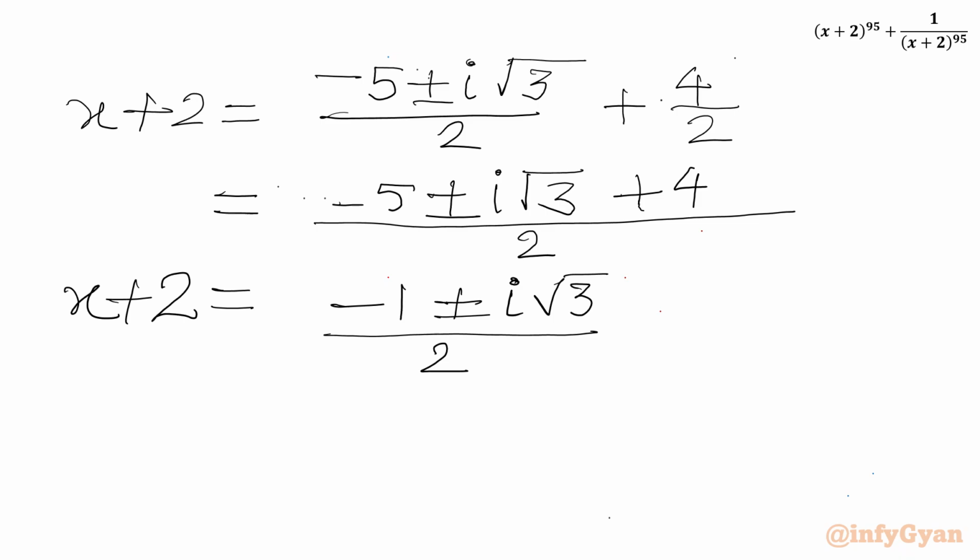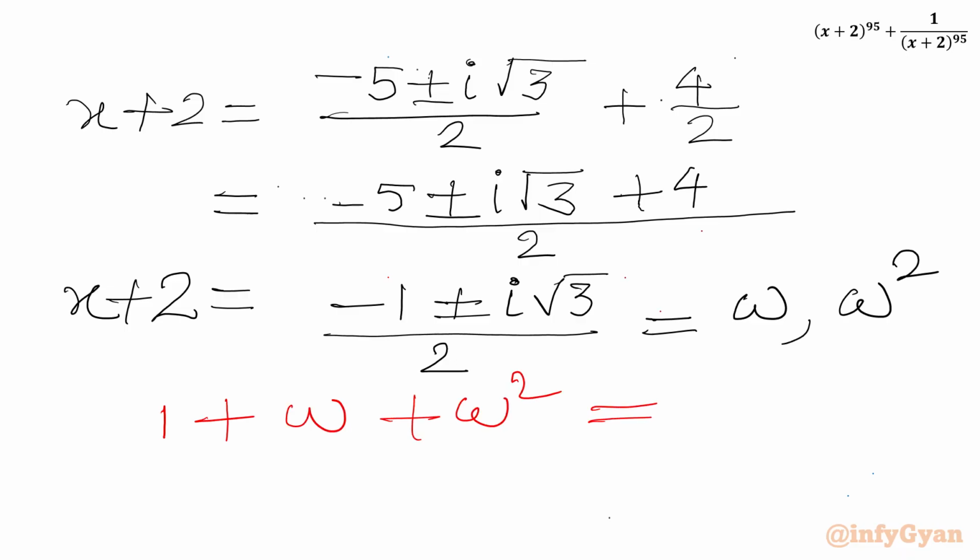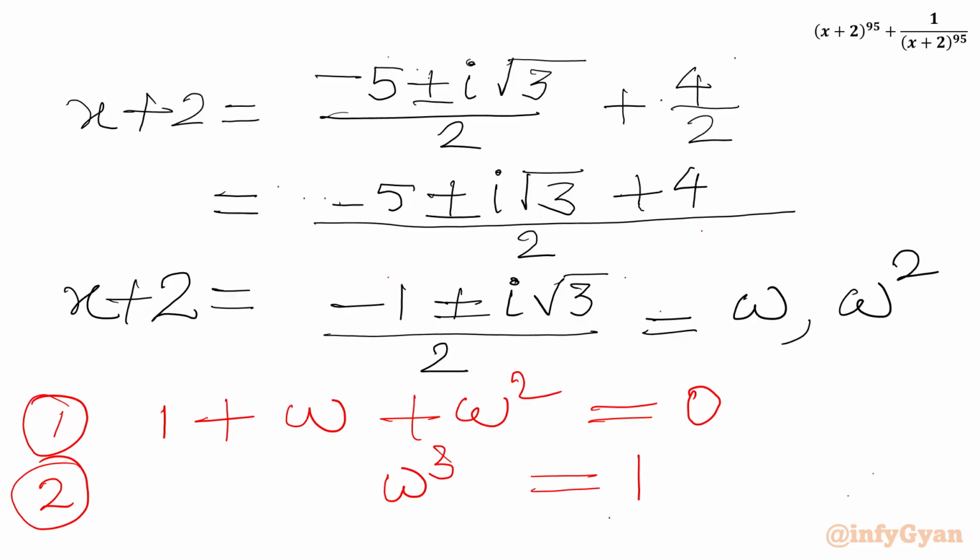If you will notice, these are cube roots of unity. So I can write x + 2 would be omega, or x + 2 would be omega square. Now we will utilize the properties of omega. Property number 1: 1 + omega + omega square is equal to 0. And property number 2 would be omega cube equal to 1. Now we have to evaluate E for omega and E for omega square.